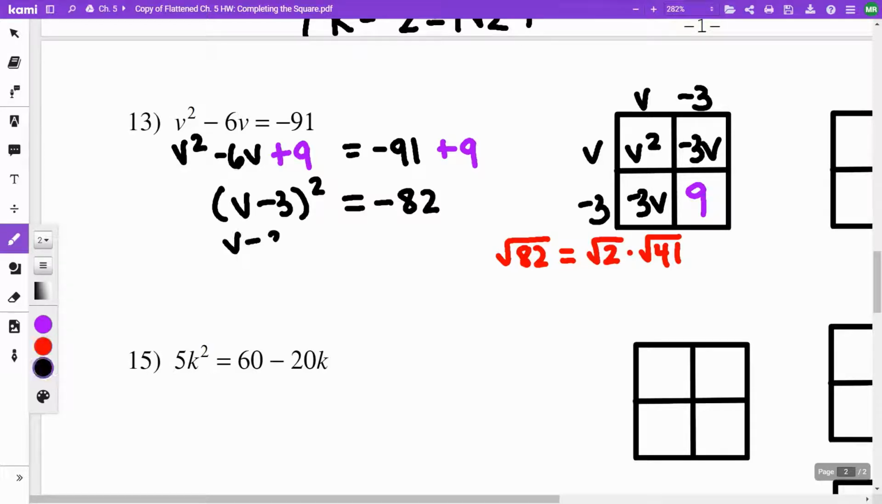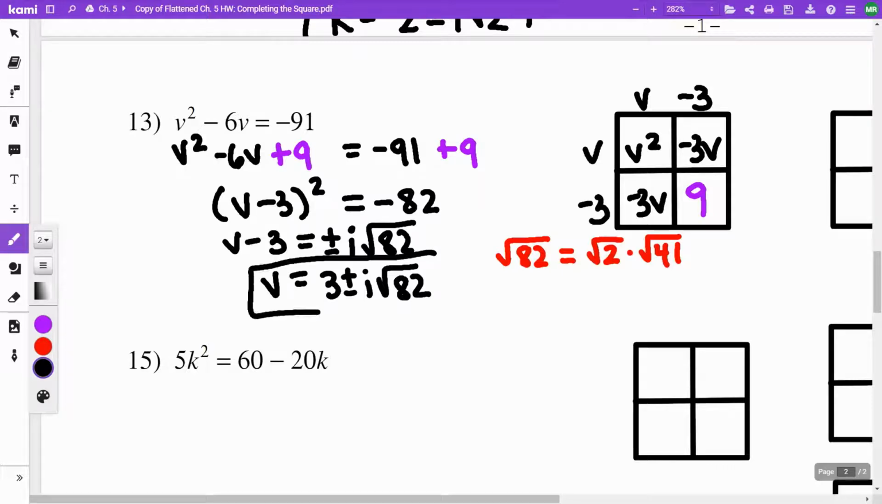So I'm going to get v minus 3 is equal to plus or minus i, because it's a negative that I'm square rooting, square root of 82, which I cannot clean up. And then I get 3 plus or minus i root 82. And that's our answer.